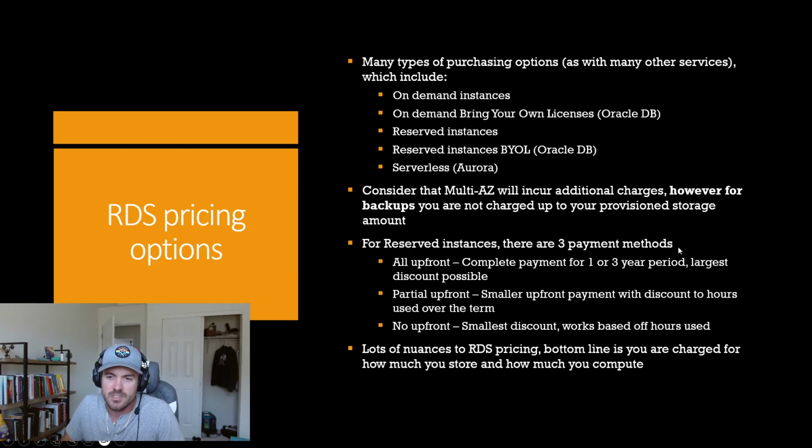For reserved instances, there's 3 payment methods. So you can either do all upfront, which is a complete payment for 1 or 3 year period. It's of course going to be the largest discount. You have a partial upfront, which is some upfront, but you're going to have a smaller month-to-month payment. Okay, and then no upfront. Of course, you get the smallest discount, and it works based off of the hours you actually use your database instance.